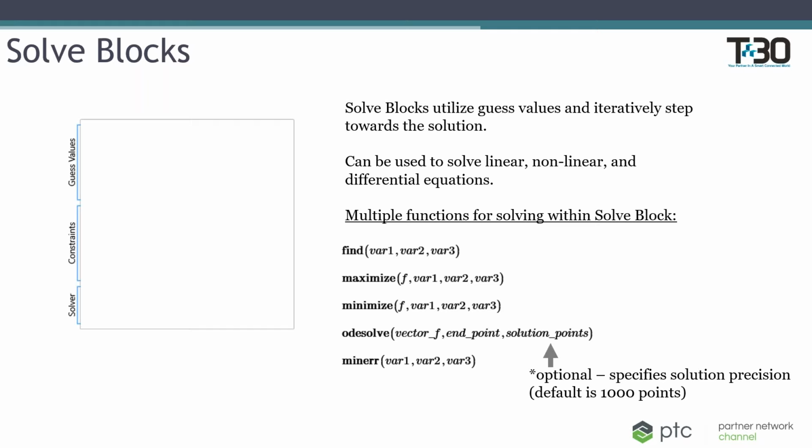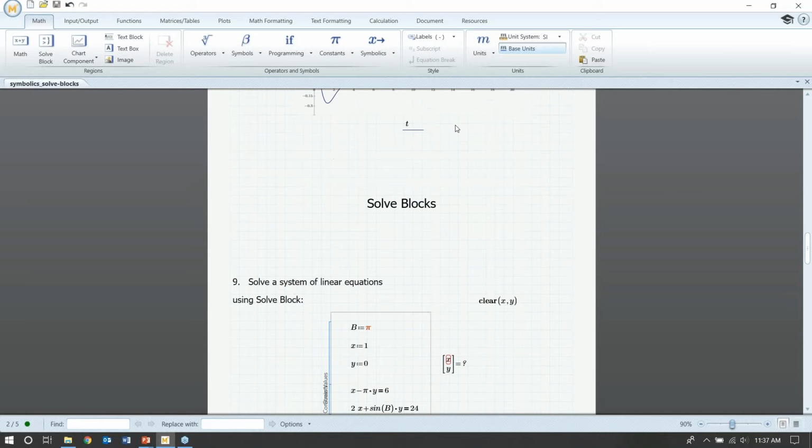If you do have ordinary differential equations, you can solve them using odesolve. You can either use one function, as in x of t, for your first input here in odesolve, or you can provide a whole vector. Say you want to get x of t and y of t, then you'll be able to provide a vector of functions. Also, you need to have an endpoint. So this is how far you're planning on using this ODE. Solution points are optional; by default you have 1,000 points of precision, but you can specify a different number if you need more points or maybe fewer. You have the ability to change that. So without further ado, let's get back into our worksheet.